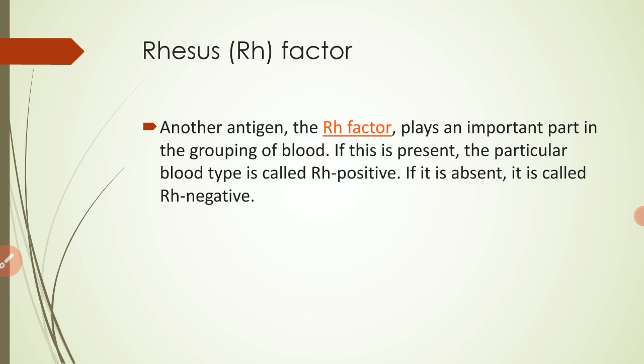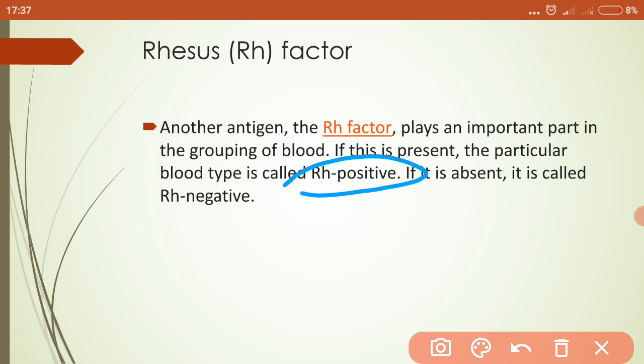If a person has rhesus factor inside the blood, that means this antigen is there, then it is called Rh positive. Okay, and if it is absent, then the person is called Rh negative. Now, Rh positive or Rh negative can be there, so either of the two can be there.